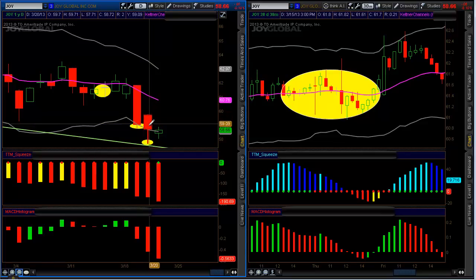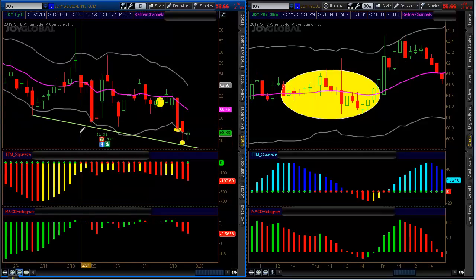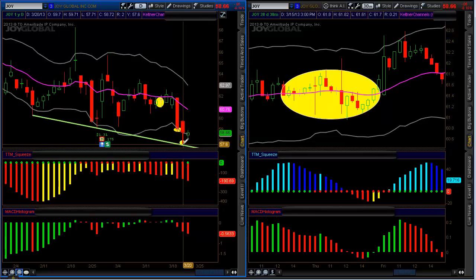Then ultimately the next day this rolled over and we hit sort of the bottom of this channel, and we took the rest off for an 85% gain. So we had a really great trade, very simple to use indicators.